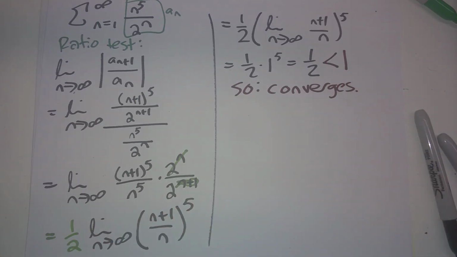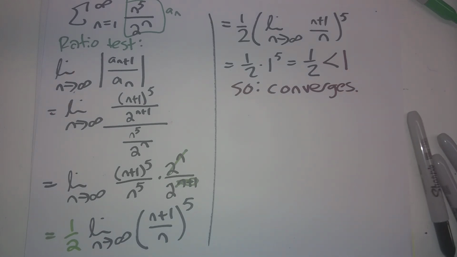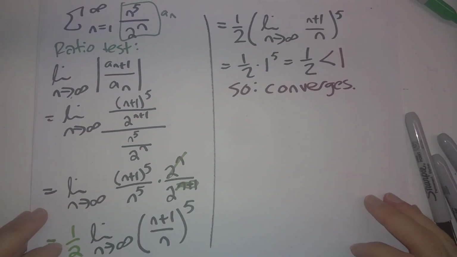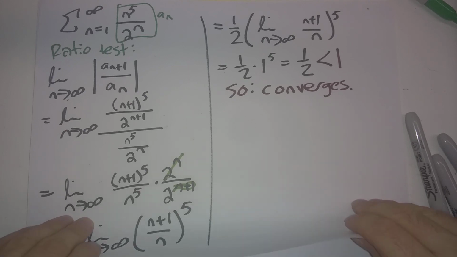So converges. So for the ratio test, the presence of this constant to the n turns out to make the ratio test a pretty good choice to use here. Now there's one final test here that I mentioned, the root test.